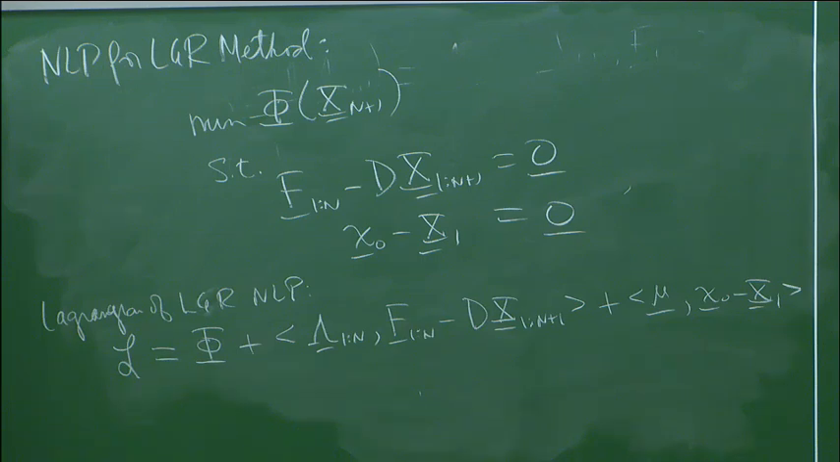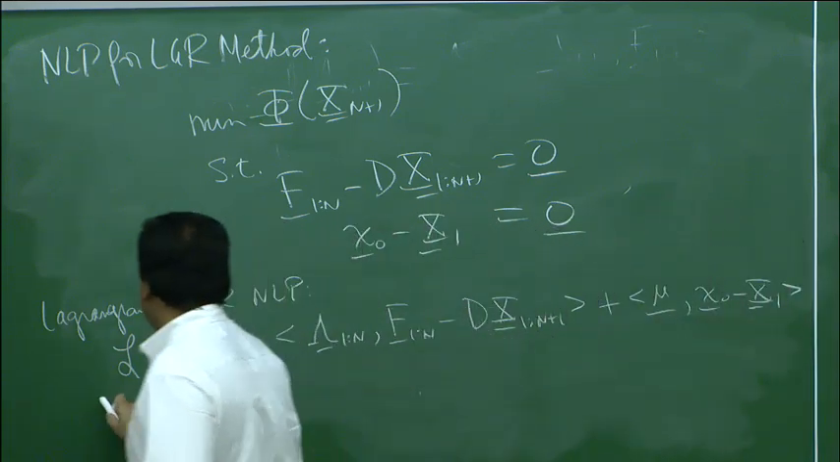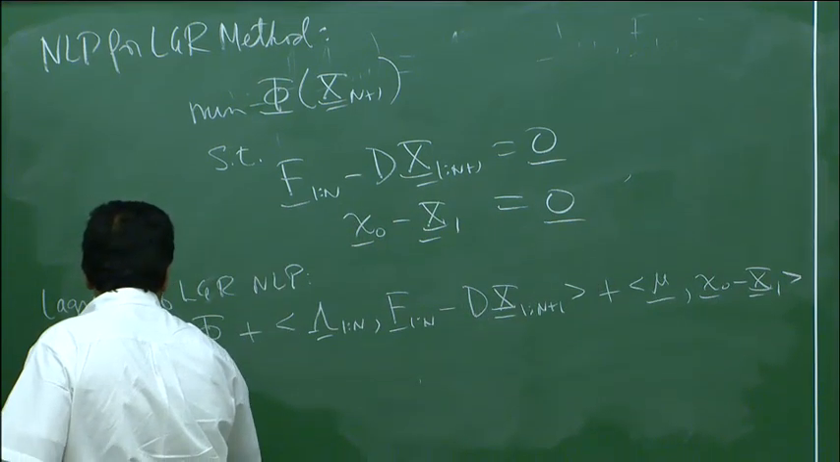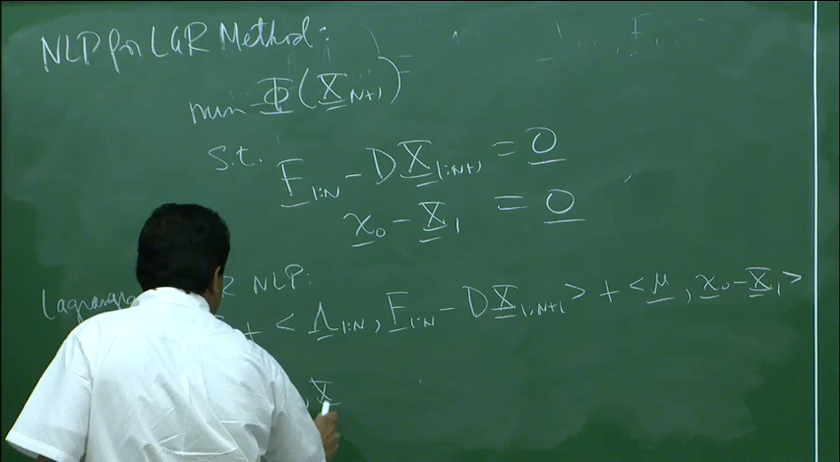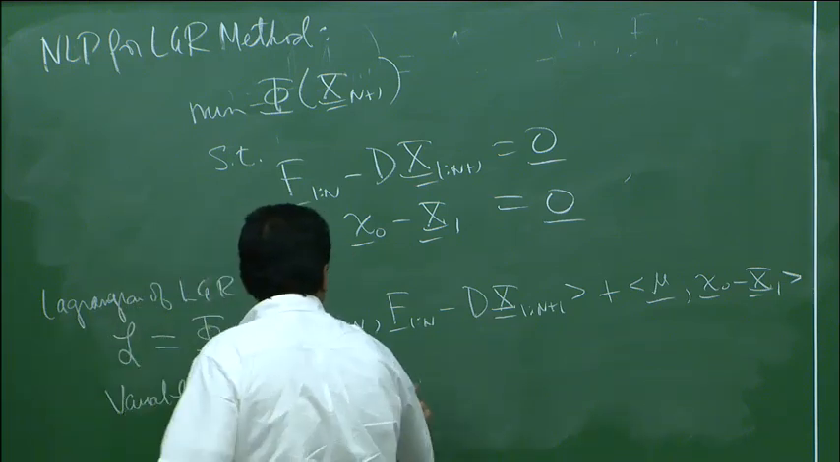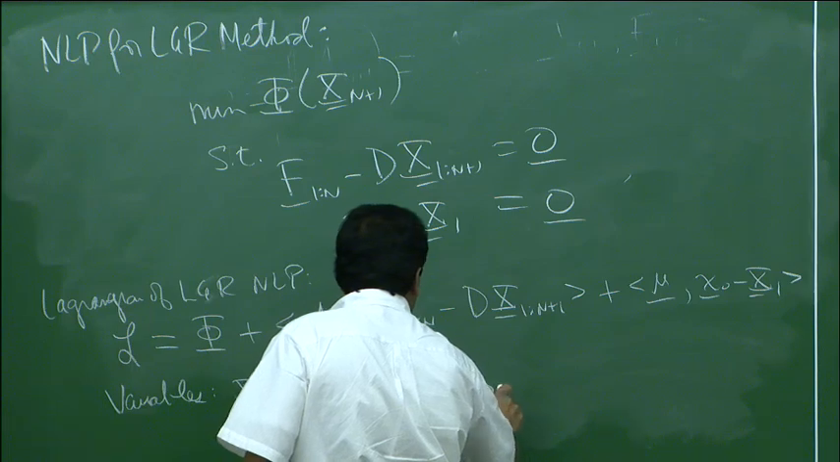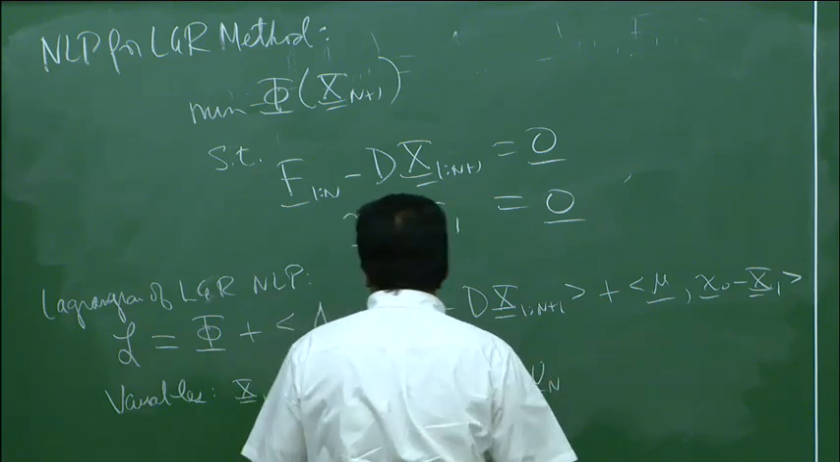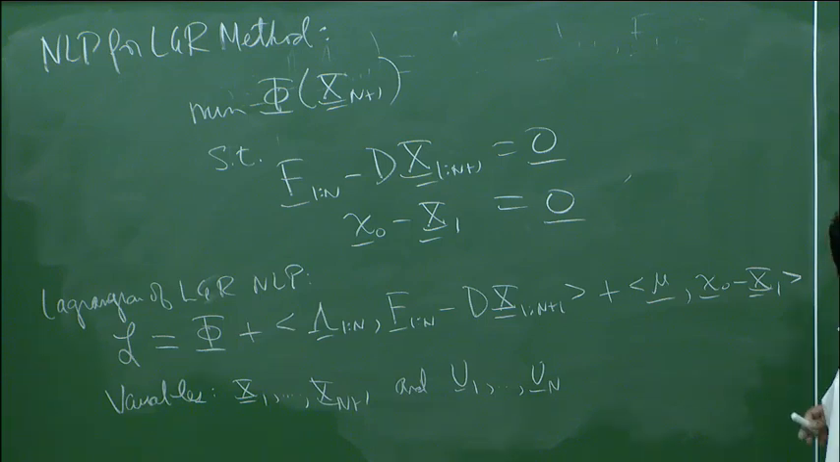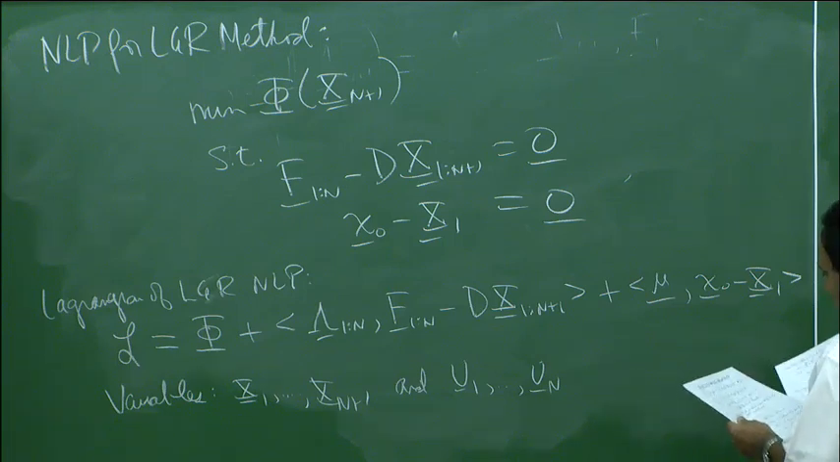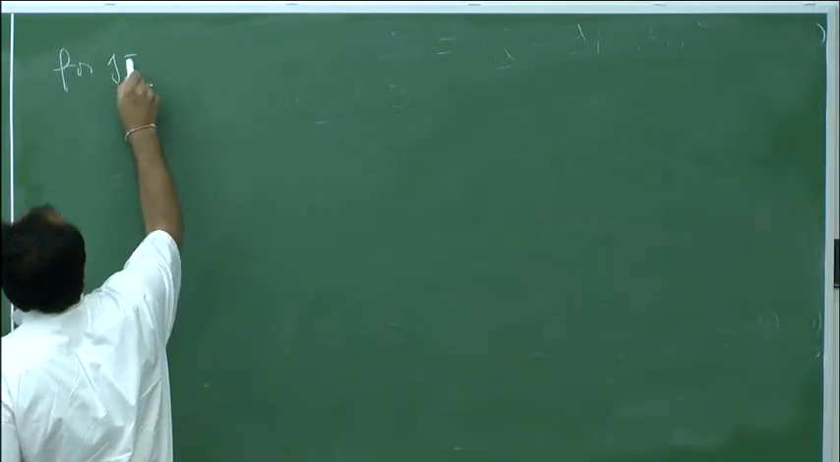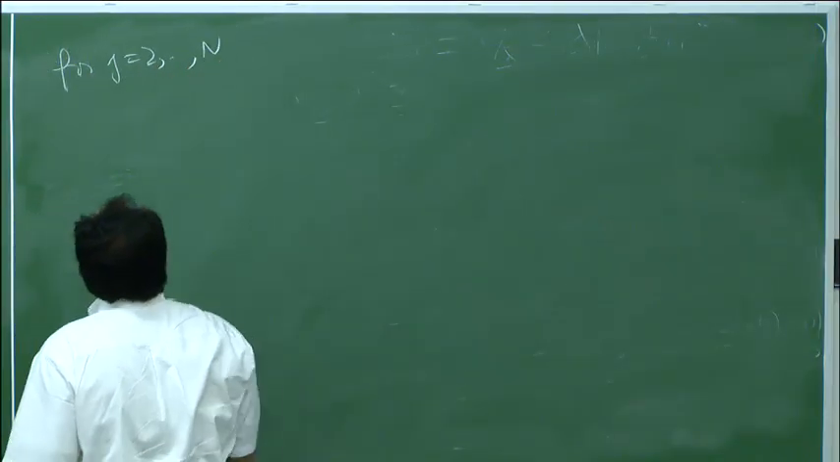So if we list out the variables, what we see is that the variables in this NLP are x1 all the way up to xn plus 1, and u1 all the way up to un. Now, if we differentiate that Lagrangian with respect to each of the variables, this is what we wind up getting. For j equals 2 up to n, we get the following result.